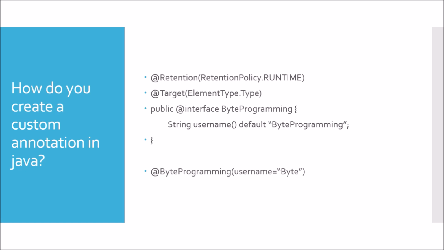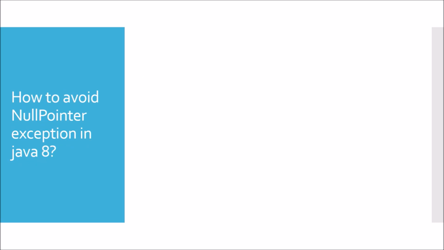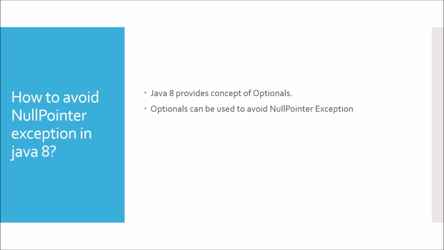Moving to next question. How to avoid NullPointerException in Java? In Java 8 we have the concept of Optional. So indirectly the interviewer is asking you whether you know about the concept of Optionals or not. Java 8 provides the Optional class, which can be used to avoid NullPointerException. For example, earlier if you write String value equal to null, and if the value is accessed directly without checking null, it will give you a NullPointerException. But in Java 8 we can write Optional<String> value equal to Optional.empty().